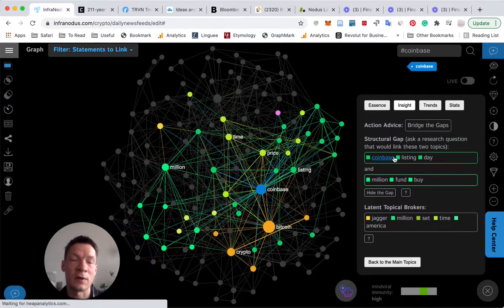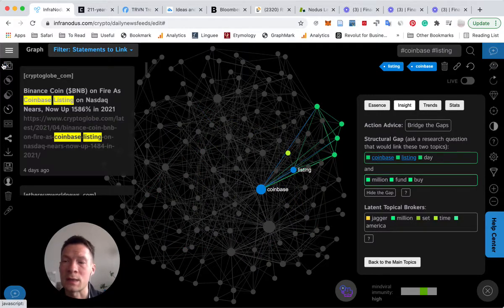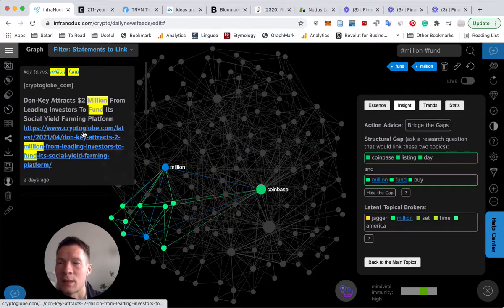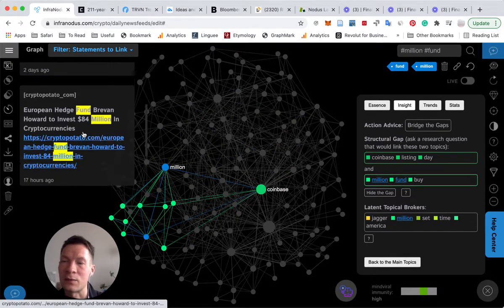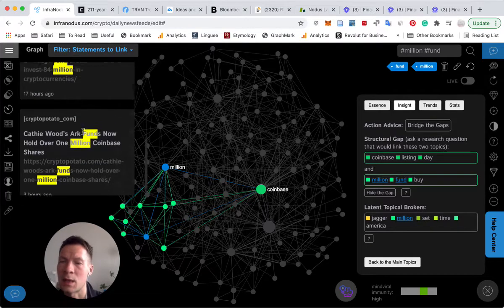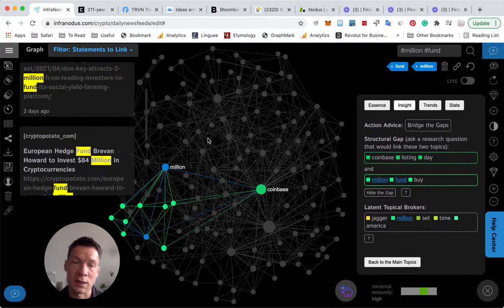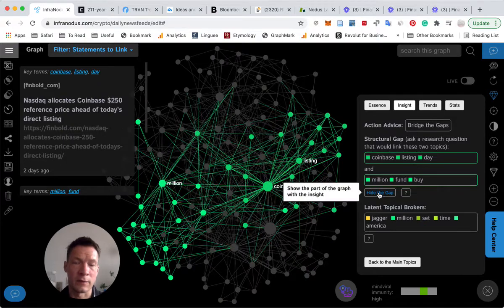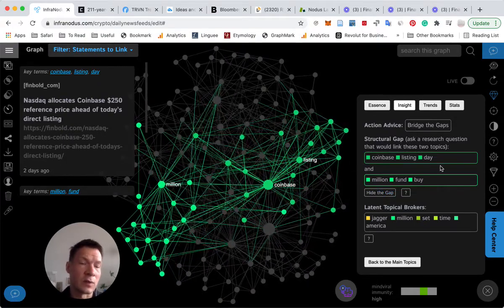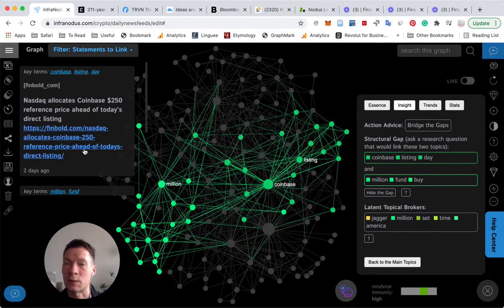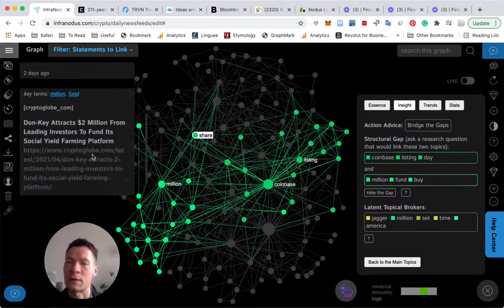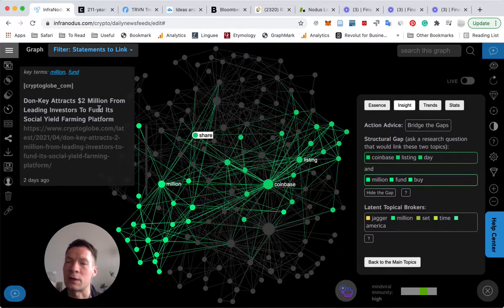So for instance, here, one of them is talking about Coinbase listing, okay? And then the other one is talking about hedge funds investing millions into crypto coins and also into Coinbase shares, actually. So we see that, okay, there's an interesting connection between, actually can click reveal the gap and see the gap. There's an interesting connection between these two news. They're also shown here, statements to link, when you click on that button, that NASDAQ allocates Coinbase reference price ahead of the listing, and then also how Donkey attracts 2 million from leading investors to build its farming platform.